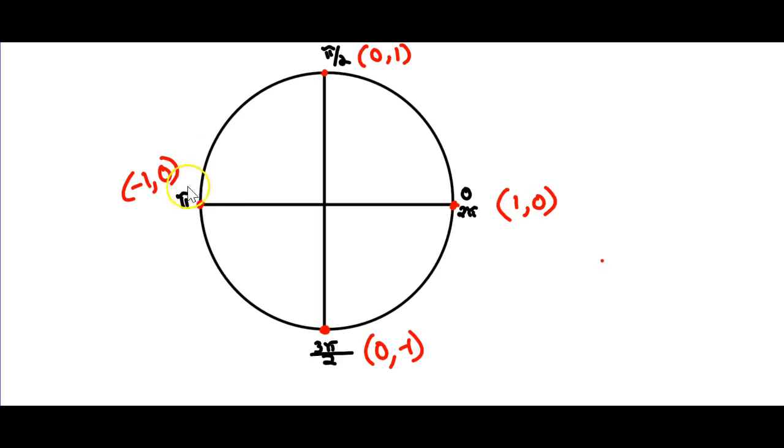But anyway, you could also look at any of these really and say I know that the sine of 3 pi over 2 is negative 1. The cosine of 3 pi over 2 is 0, because remember our x-coordinate is going to be our cosine, y-coordinate is going to be our sine.